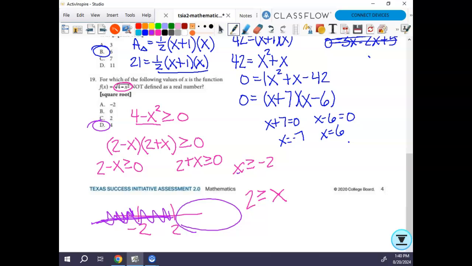Could you guess and check as well? Yes, you could guess and check. But on the SATs, some of them are bubble-ins. They're not all multiple choice. And I need to ask about the TSIA. Has anybody taken the math TSIA, just because you took it for dual credit or for something else?